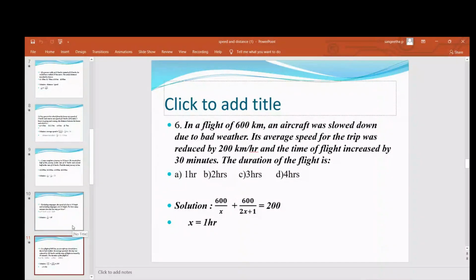The average speed of the trip was reduced. The first traveling speed they did not give, so I am considering it as x, but the speed is reduced by 200 kilometers. So 2 into x, more 2x plus 1, and the time of flight is increased by 30 minutes. So now solving this equation, I got 1 hour. So the answer is option A, 1 hour.